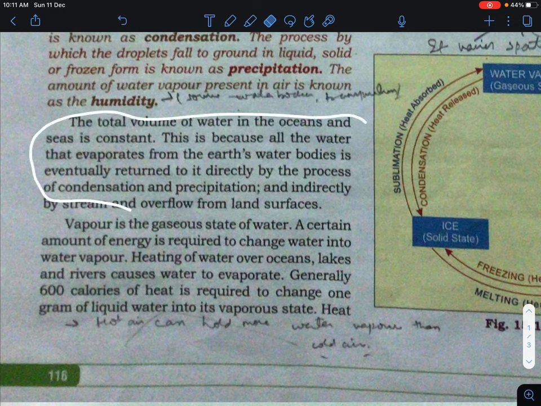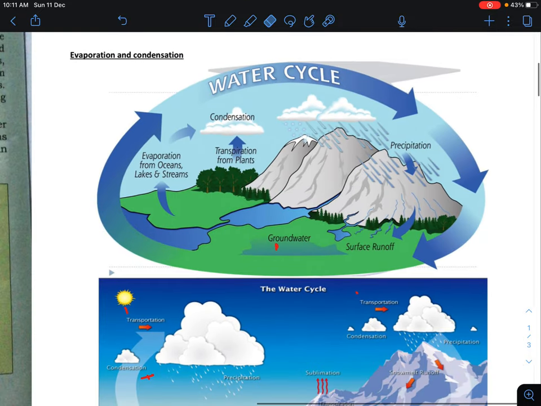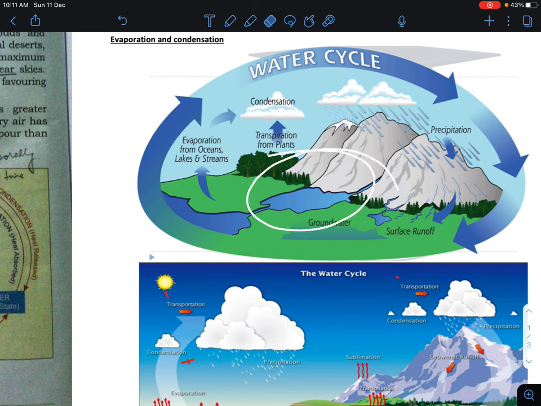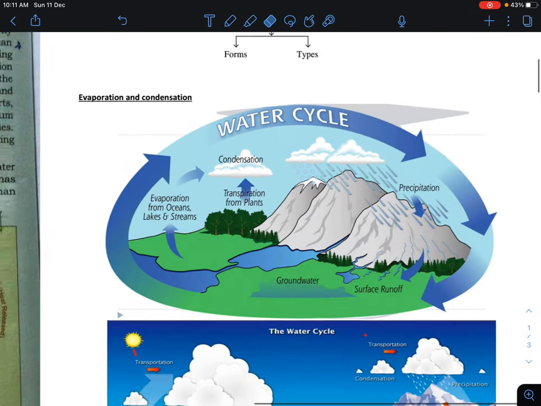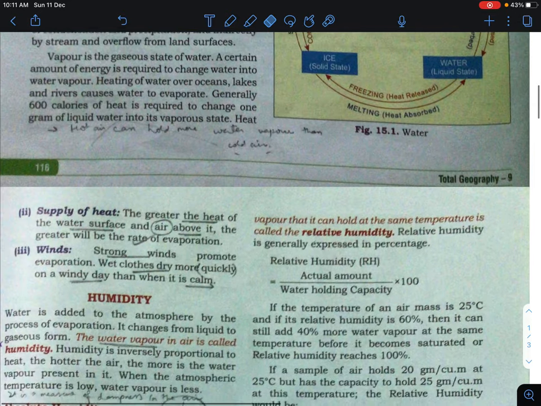This paragraph is basically about the hydrological cycle. What is the hydrological cycle? We have already studied that the water present on the ground and on the leaves enters the atmosphere by the process of evaporation, and again by condensation and precipitation it comes back. So all the water in the atmosphere, on the oceans and on the continents is basically constant.